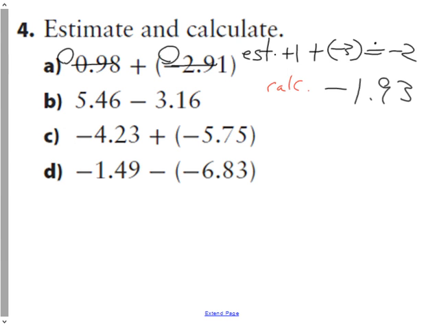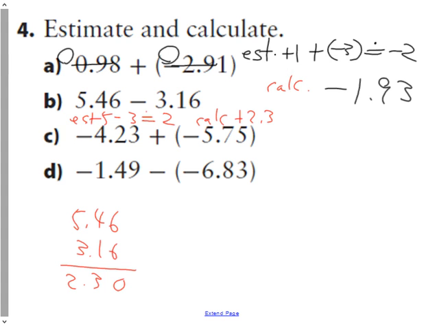Question number B is easy because it's 5.46 take away 3.16. So when I estimate, it's going to be 5 take away 3, which is an estimation of approximately 2. And this one I don't need to think, what do I have more of, because I really have enough positives to simply subtract them. So my estimation is this, my calculation will be a positive 2.30 or just positive 2.3.